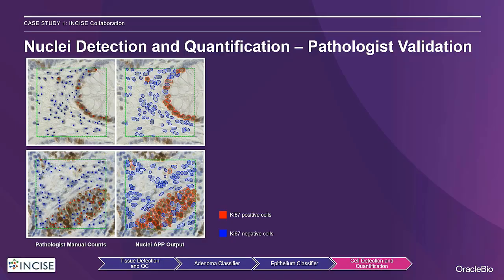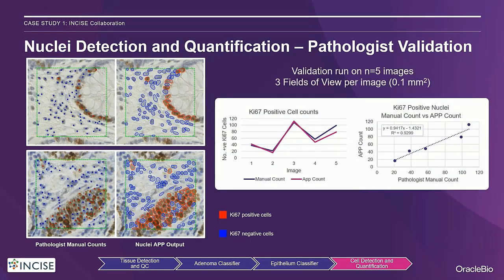Next, we ran the app on the same fields of view, and we produced a readout with the number of positive and negative cells detected. And finally, we compared the numbers between the manual and the app counts. So in the first plot on the left, we can see the comparison of Ki-67 positive cells detected by the app, which is the line in purple, and by the pathologist in blue.